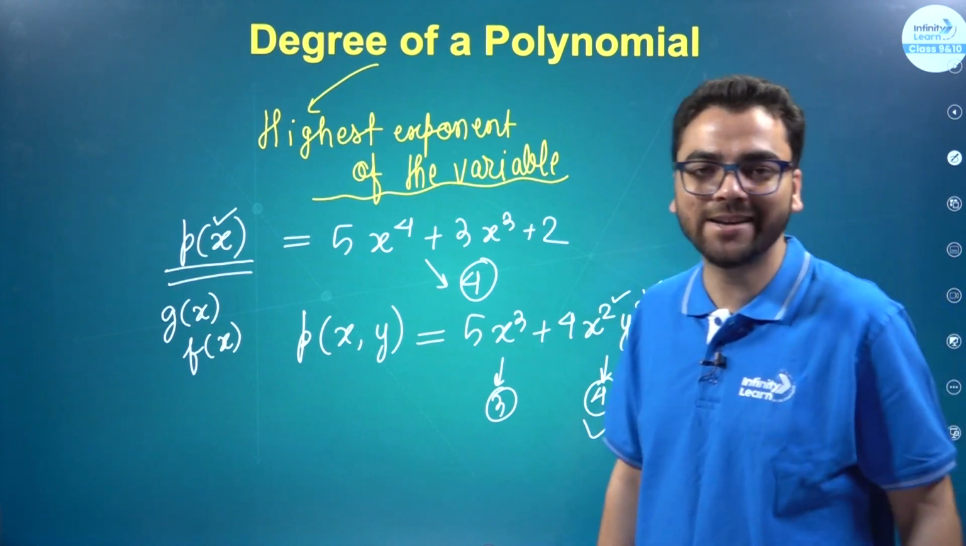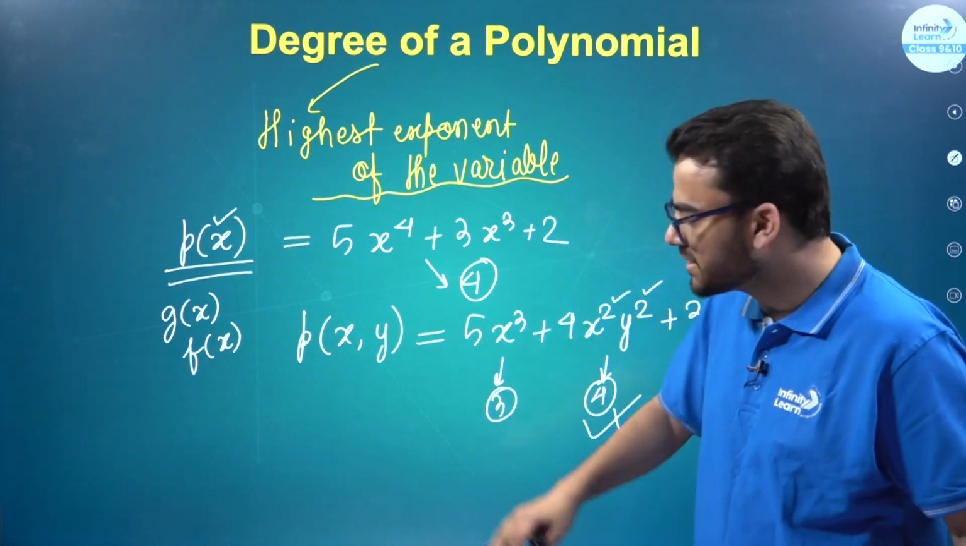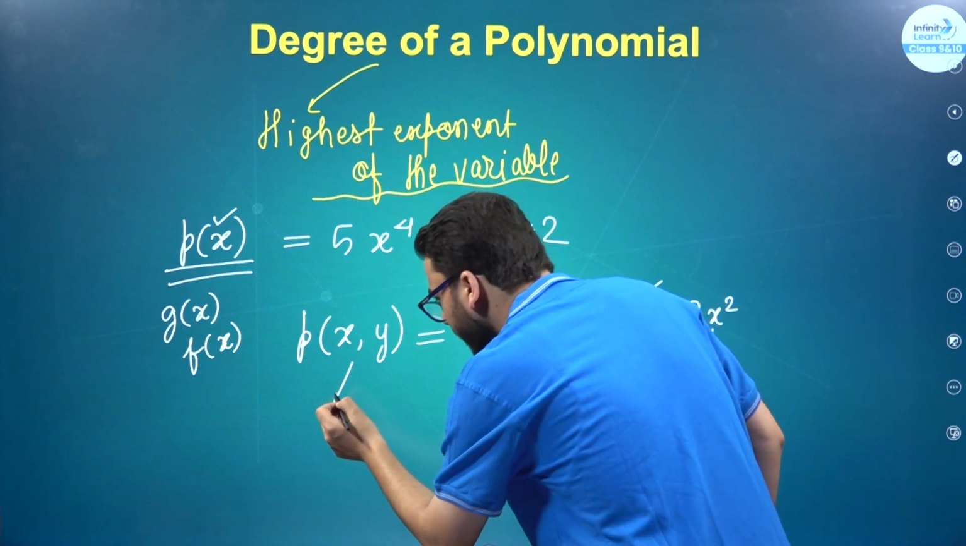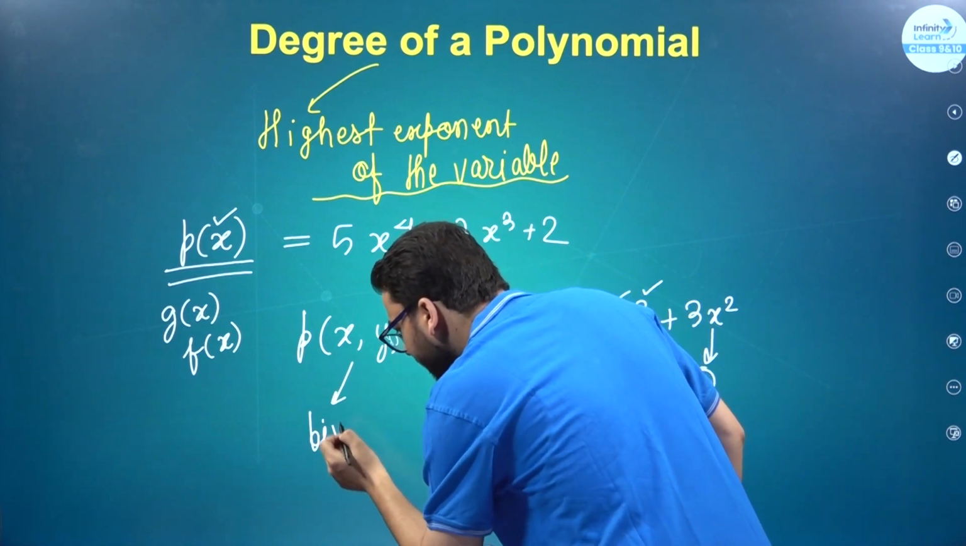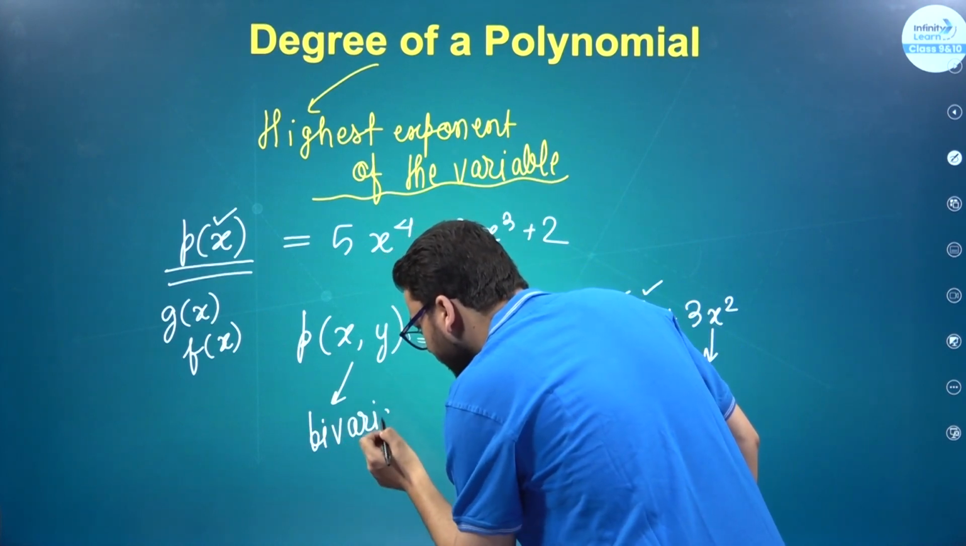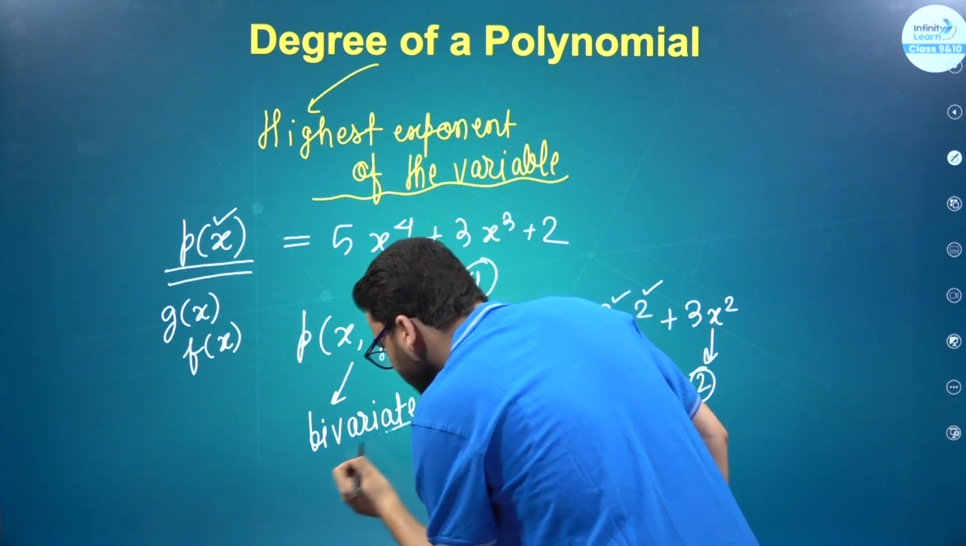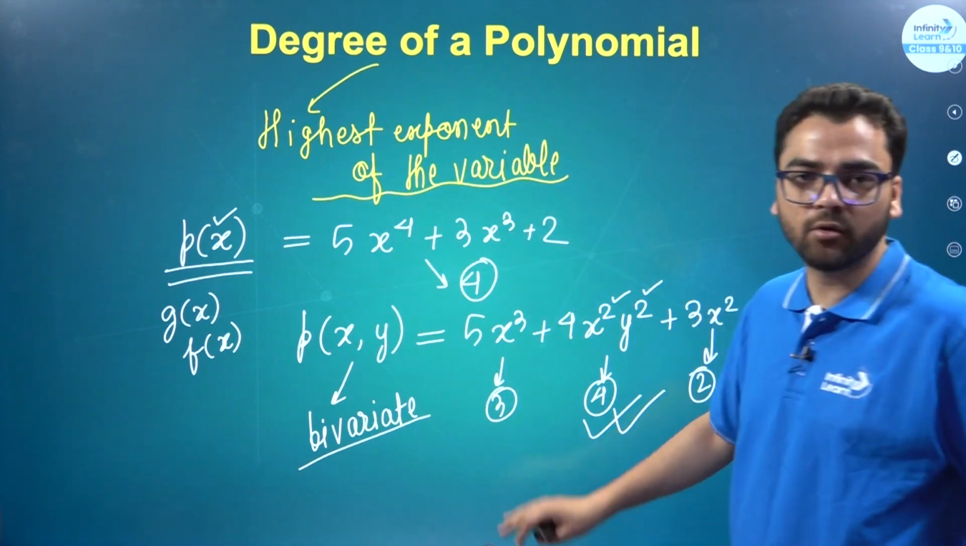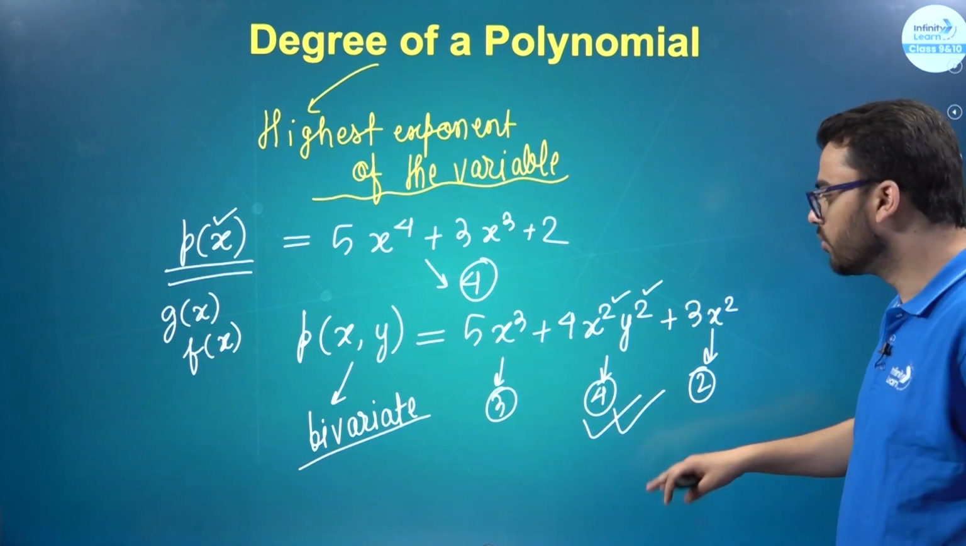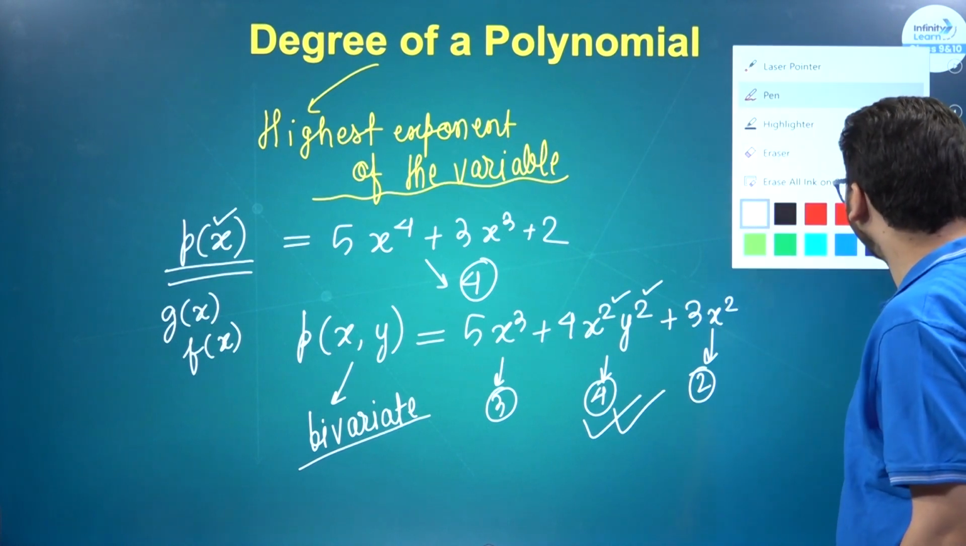That's how you decide the degree of a polynomial when it's a bivariate polynomial. Bivariate, trivariate, whatever it can be, more than one variable, right? It's a bivariate polynomial. I hope that one is clear. Now, one or two more things are there in the degree of a polynomial.